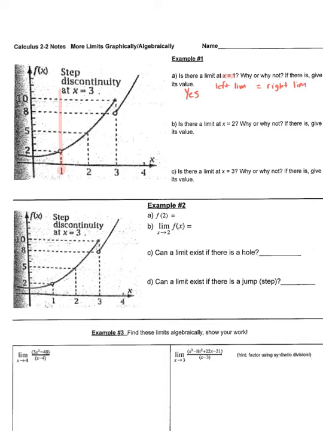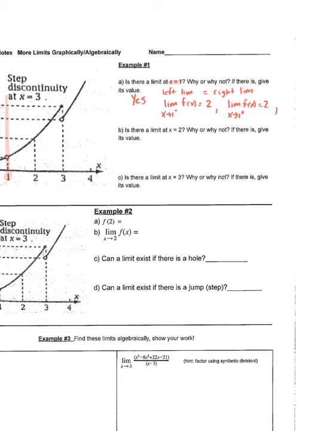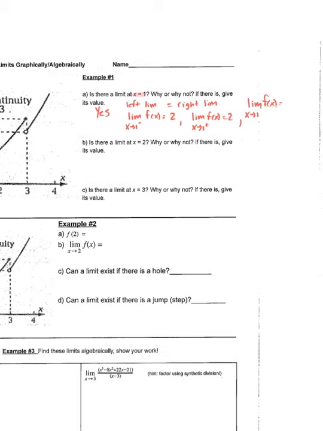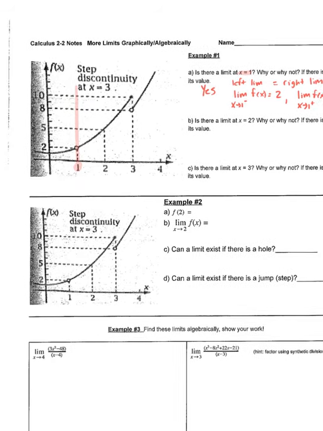Correct calculus notation. The limit as x approaches 1 with a little minus sign up there of our function is equal to 2. And then the correct calculus notation for the right limit, the limit as x approaches 1 with a little plus sign up there of our function is equal to 2. And then finally we can say, so the limit as x approaches plain old 1 of our function is equal to 2.